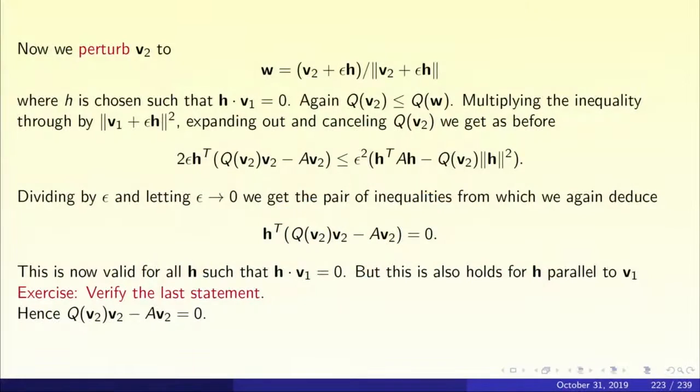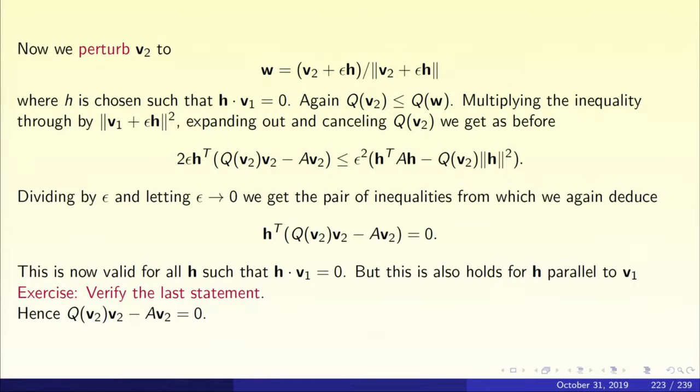So again we do the same thing: we multiply the inequality by norm V2 plus epsilon H the whole squared, just to clear the fractions, and expand out as before. Q of V2 will cancel out, the epsilon squared terms have been collected together, the epsilon terms have been collected together. Again, symmetry of the matrix A will be used critically, and we get this inequality: 2 epsilon H transpose into (Q(V2) V2 minus AV2) less than or equal to epsilon squared into (H transpose AH minus Q(V2) norm H squared).